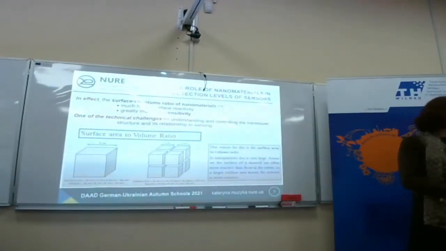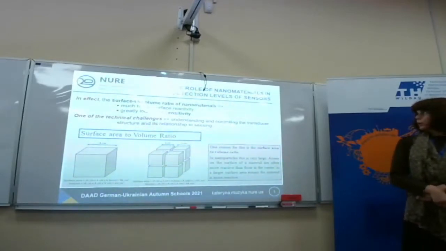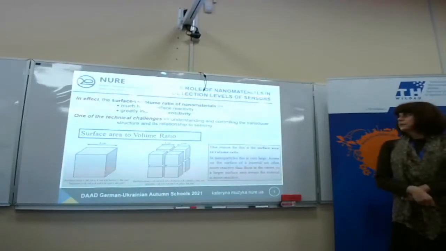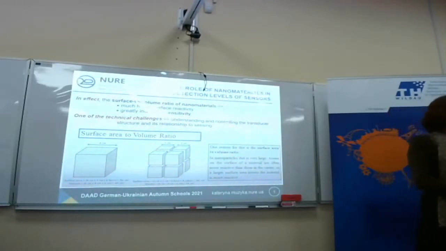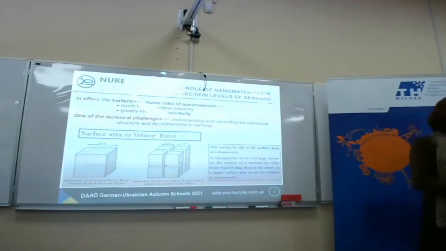So, coming back to the topic of this short presentation: what is the role of nanomaterials in the creation of sensors? As you probably know from the previous speakers, one of the important properties of nanomaterials is the surface to volume ratio, which is much higher than the surface to volume ratio of macroscopic materials.